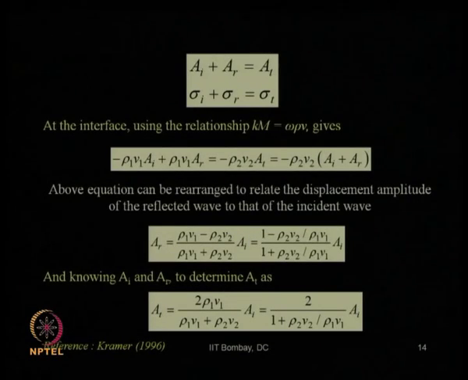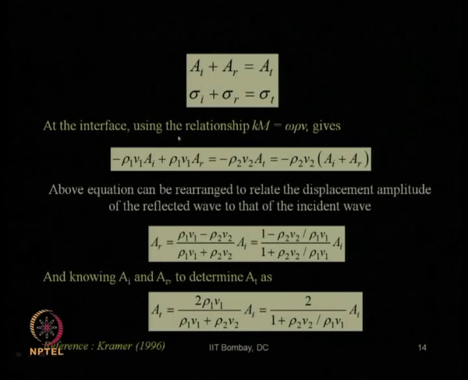So, what we can write from the previous known relationship, if we equate the amplitudes, is that the displacement amplitude of the incident wave plus the displacement amplitude of the reflected wave should be equal to the displacement amplitude of the transmitted wave. This is from the displacement compatibility relationship. And from the equilibrium of stress relationship, we get the amplitude of the incident wave plus the amplitude of the reflected wave should be equal to the amplitude of the transmitted wave.